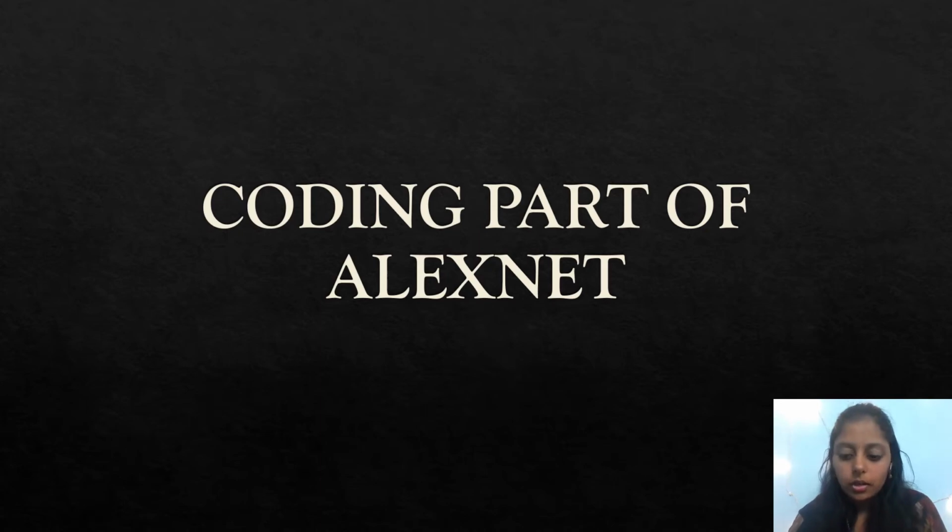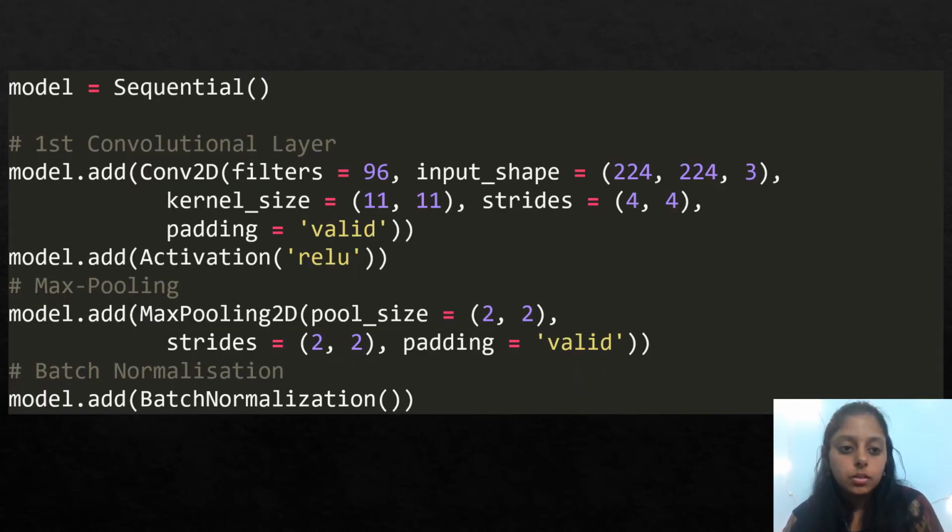Now let's get into the coding part of AlexNet. We use the libraries TensorFlow and Keras of Python to build this model. We use a sequential model, and as said, we have 5 convolution layers. In the first convolution layer, the filters are 96, and the input shape, like the input size of the image, is 224, 224, 3. And as said, the kernel size and the strides we have discussed, and the padding is valid. Model dot add, like this, adds the ReLU activation function to the first convolution layer. Then we add the max pooling layer and batch normalization.